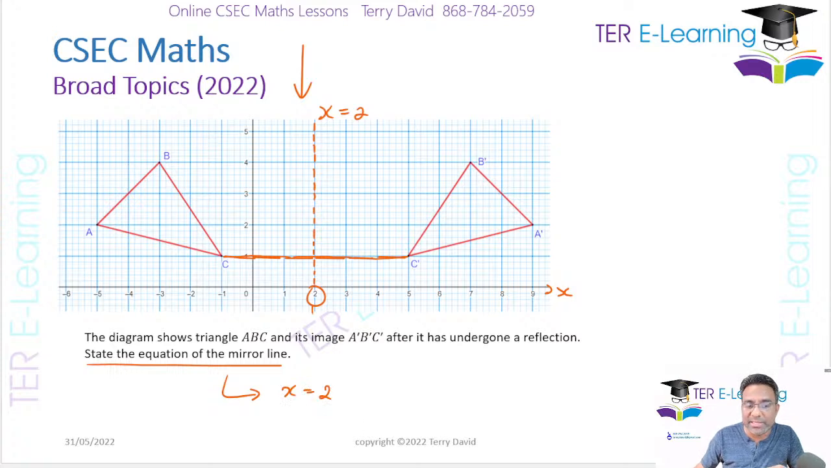So something you all need to remember. Anytime you have a vertical line, the equation is going to be x equal to something. If you have a horizontal line, the equation is going to be y is equal to something. Right? So be careful. Careful.